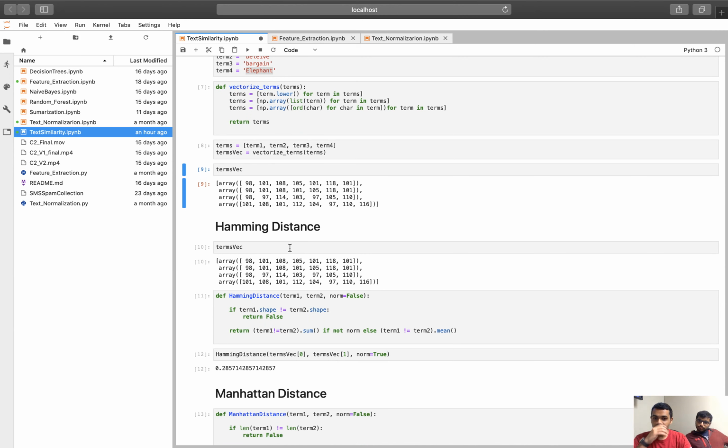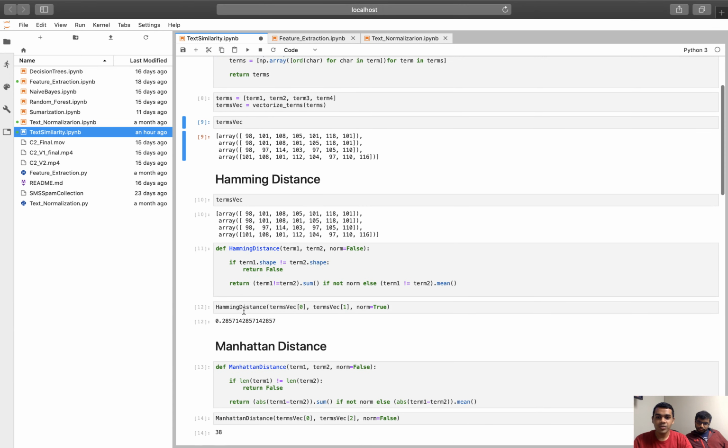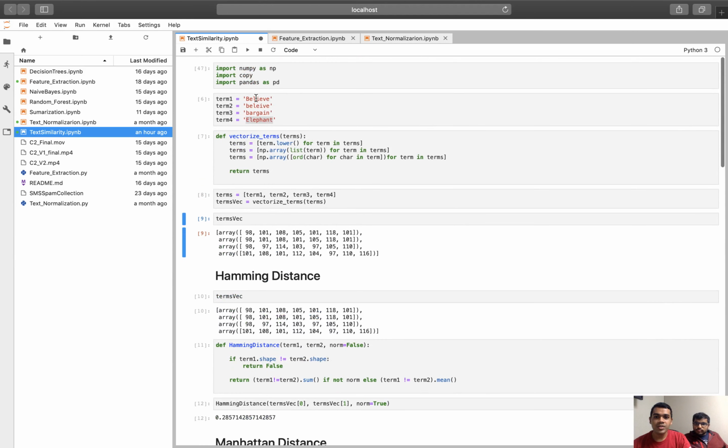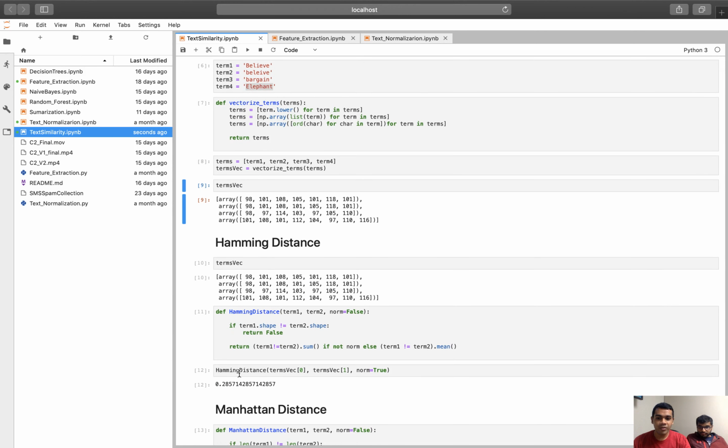Let's first look into the Hamming distance, as we discussed before. For Hamming distance, I'm taking the sum of the terms if they are not equal. So I'm comparing the terms believe and believe, and checking which characters are not equal. If I run the code with normalization false, I should be getting 2. That means, as you can see, the ASCII values of these two are different, 105 and 101. When you compare them, they're different. This one and that one, exactly.